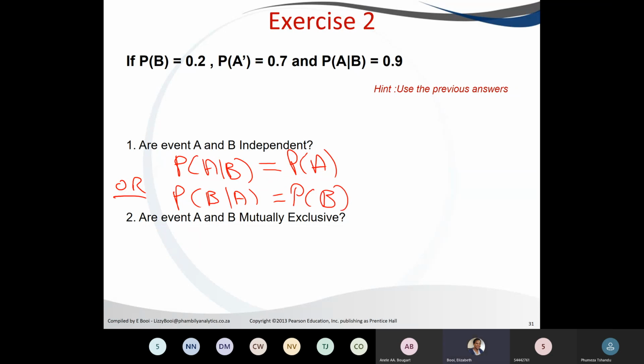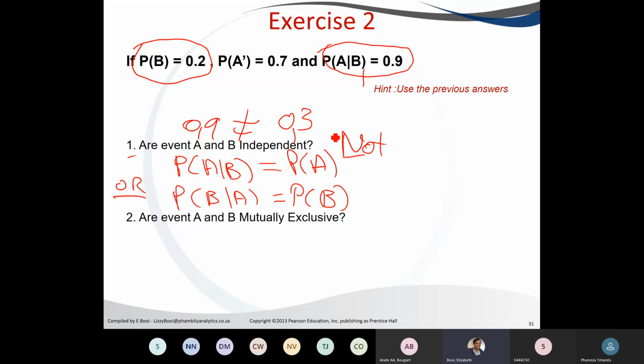So we can start with the answer that is in front of us. We know what the probability of B is, and we know what the probability of A and B are. But we need to know what the probability of A is so that we can compare it to this figure. We did calculate that. So we know that the probability of A and B is 0.9, and we've calculated the probability of A from there, and we said it's 0.3. So these are not equal. Therefore, events A and B are not independent.